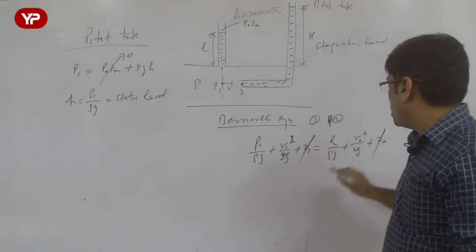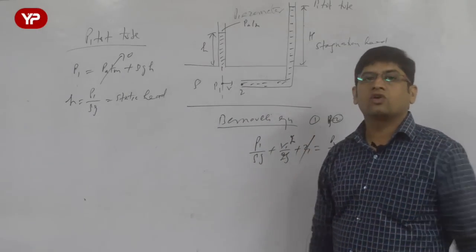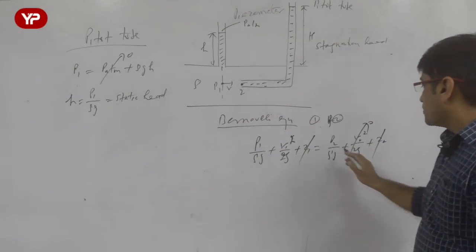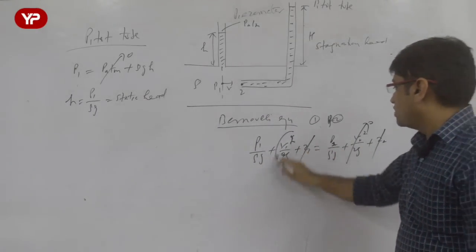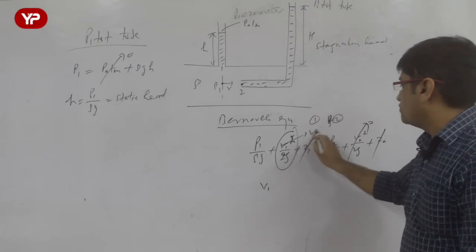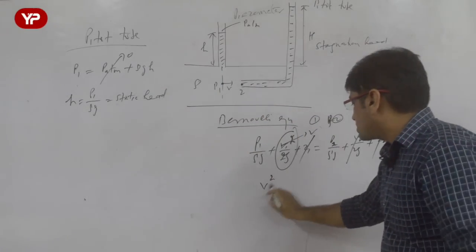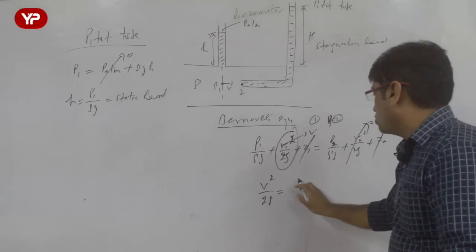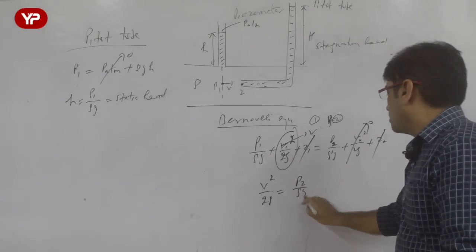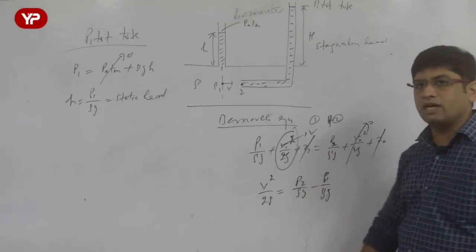Moreover, V2 is 0 because, as I told you, the moment fluid enters the pitot tube, its velocity becomes 0. And now, V1 square by 2g, V1 is actually V. We said velocity here is V of the fluid which is flowing. So V square by 2g is equal to P2 by rho g minus P1 by rho g.